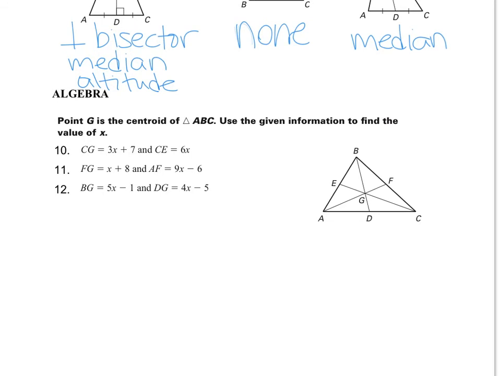And now we're going to do some algebra using our knowledge of centroids and what it does to a median. So looking at CG and CE. All right. So I have CG is the longer piece. CE is the whole median. Unfortunately, this one you do have to do the 2/3. So GC is 2/3 of CE, sorry about that.